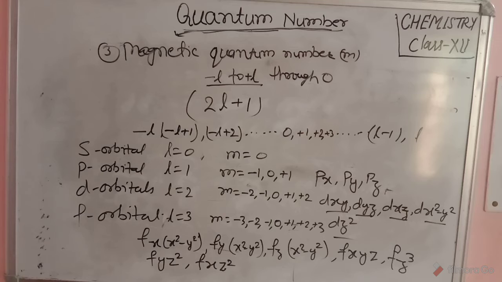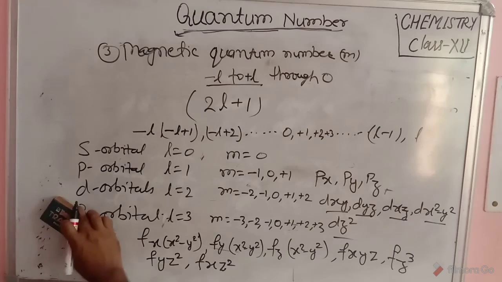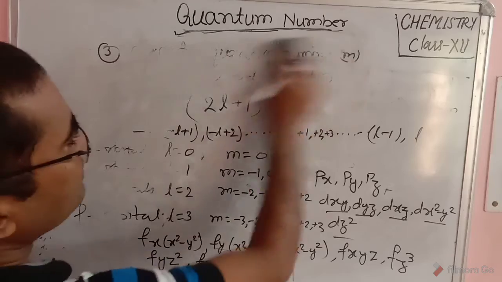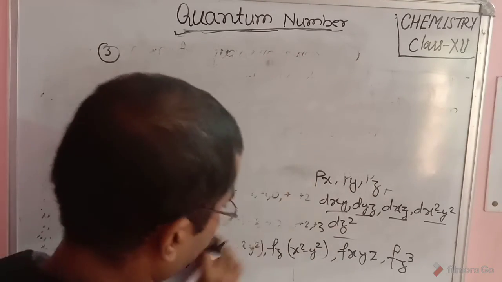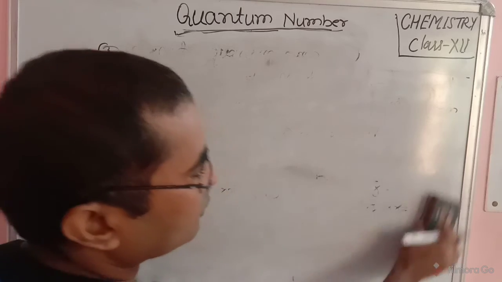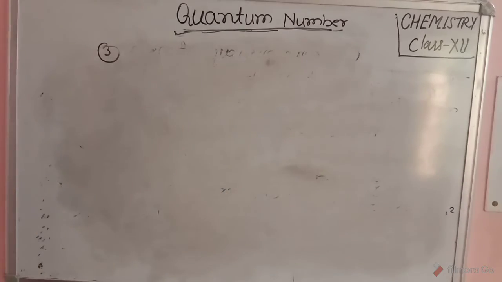Is it clear? So for s orbital, p orbital and d orbitals, the m value means the orientation, that is the specific orientation of the orbitals in space. Clear? And next, we are discussing the 4th quantum number, that is the spin quantum number.